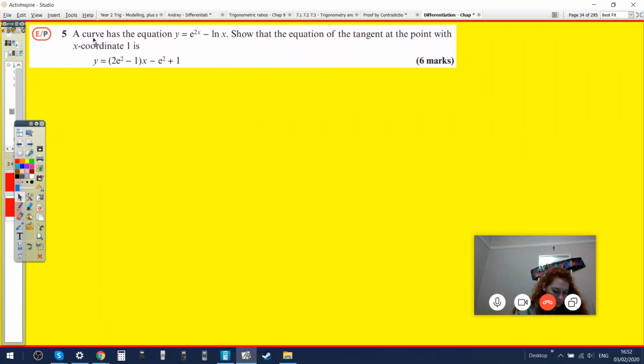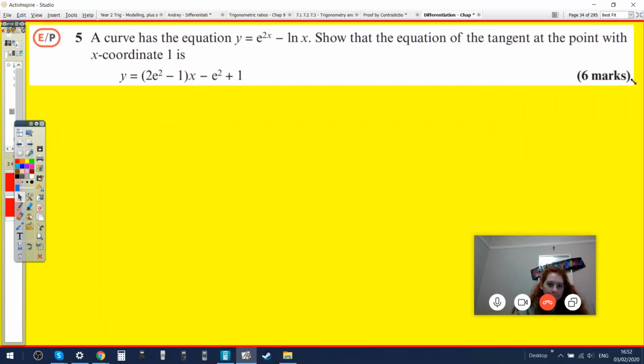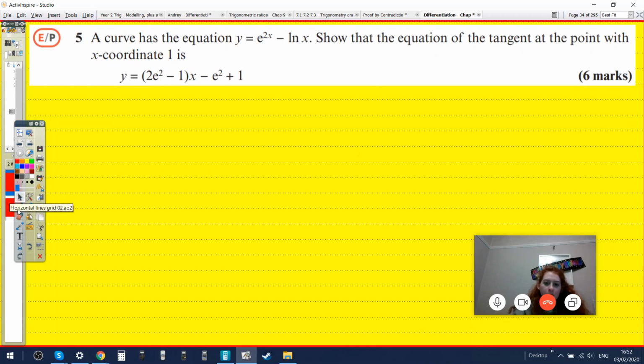Do you know how you differentiate these ones? I know when you differentiate e to the power of x, it stays the same. Yeah. Any idea what the derivative of e to the 2x would be? Would it be e to the 2x? Then times by 2. Well done. Yeah. And so that can be written as 2e to the 2x.